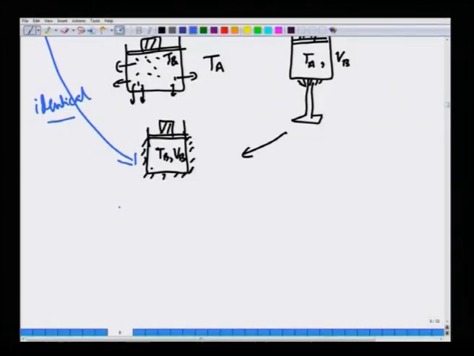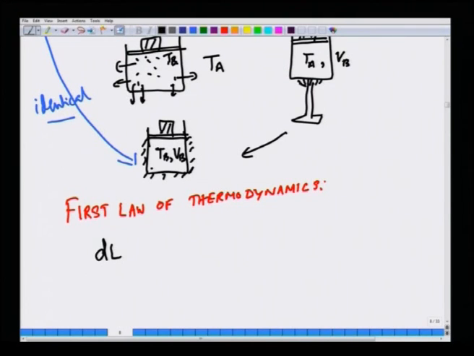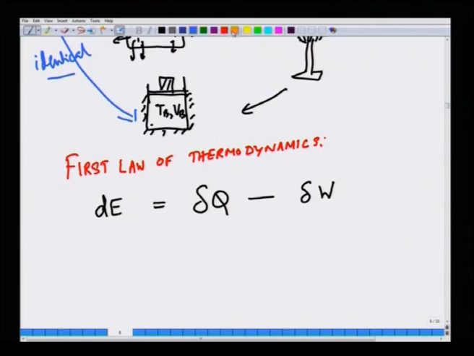So this is the statement of the first law of thermodynamics. It states that the change in energy of a system is equal to the amount of heat transferred to the system and the amount of work done by the system. So let me write down all these things in words, and then we will discuss the sign convention.